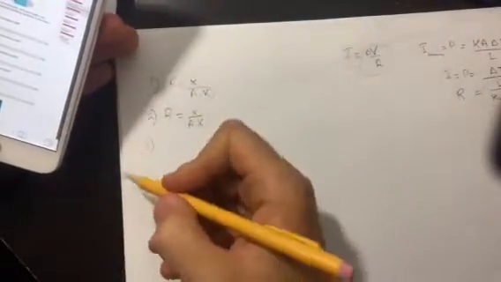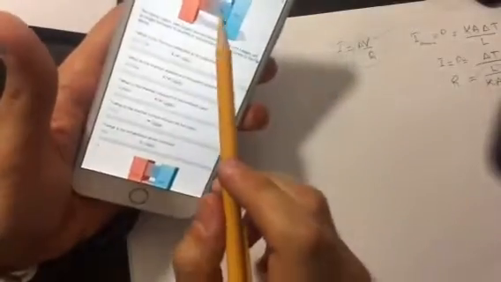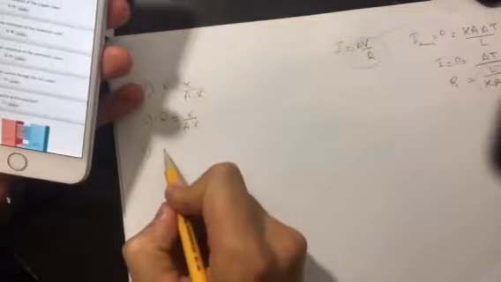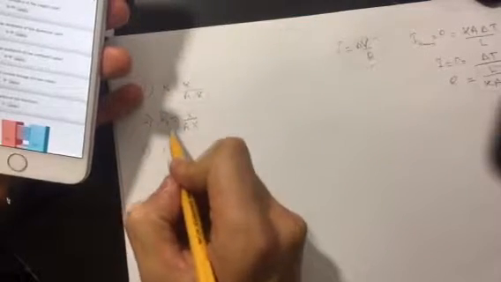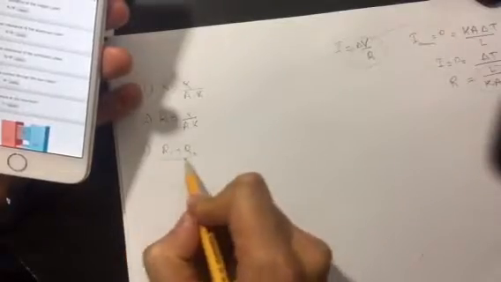Number 3, what's the thermal resistance of the combined cubes? Since they are in series in here, you just add them together. Let's call this R1 and this R2. So R1 plus R2.